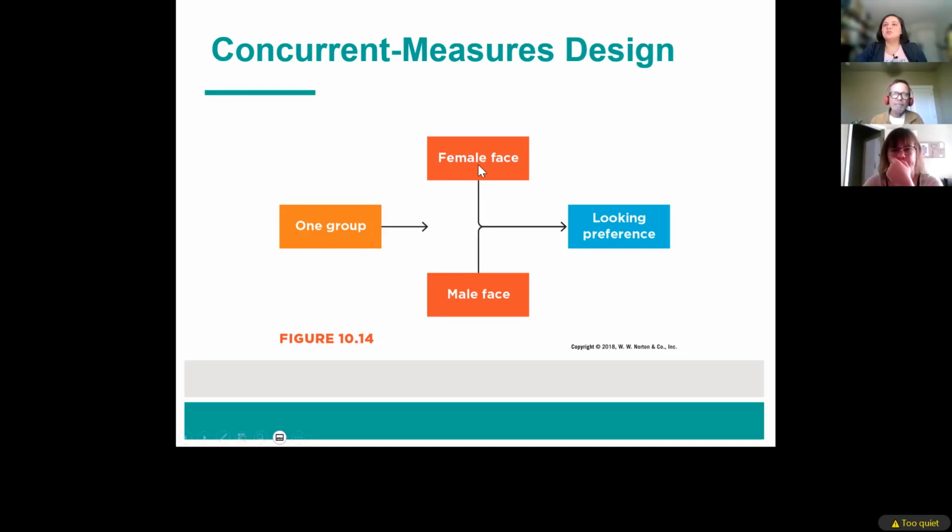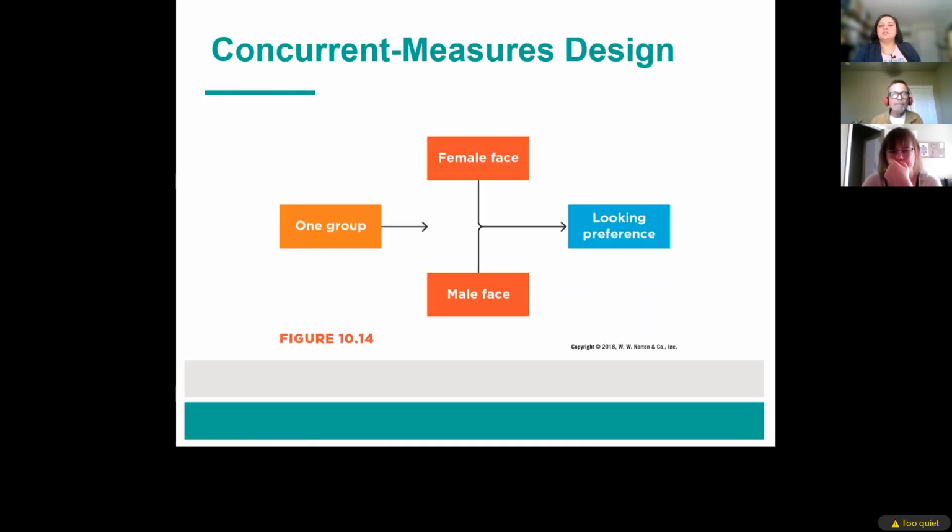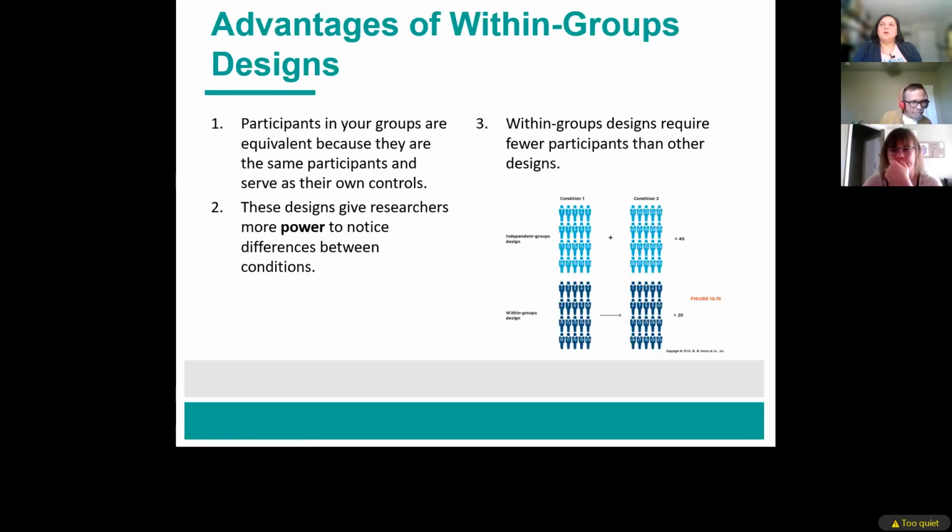And usually what this research shows is that no matter the location of the face, so the female face could be here in one trial, male face could be here on one trial, and then they switch it so that the male face is here, the female face is here, babies tend to prefer looking at female faces relative to male faces. It might be because they spend more time with a mom, breastfeeding and things like that. Cool. Does that make sense? Okay. Whew. All right, so what are some advantages of within groups designs?